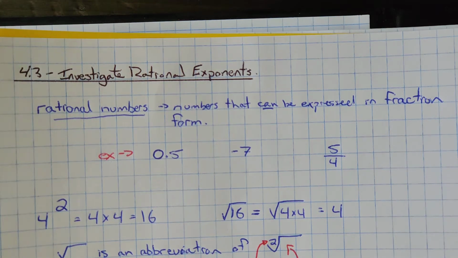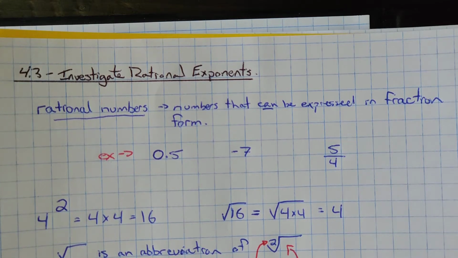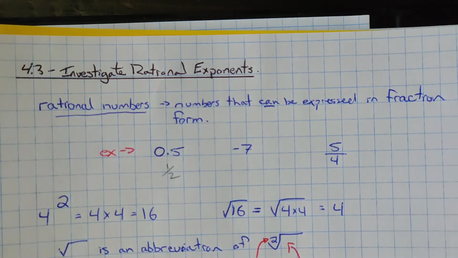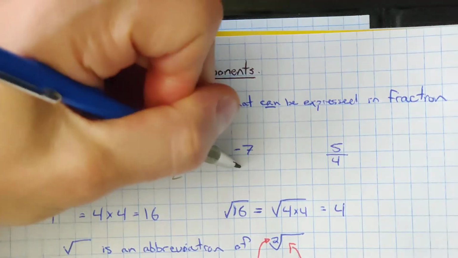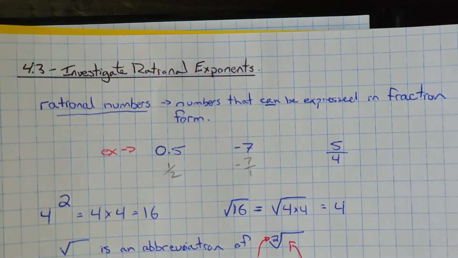In this section here, we're going to take a look at the rational exponents. So rational numbers, they're numbers that can be expressed as a fraction. Things like 0.5 can be expressed as a fraction. That would be 1/2. -7 could be expressed as a fraction. That's -7 over 1.